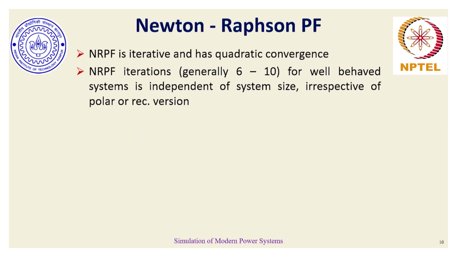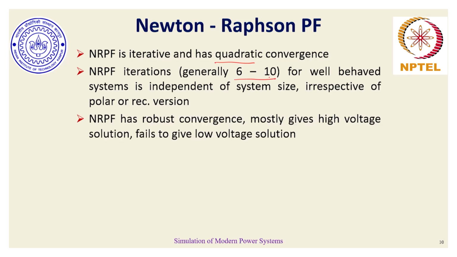In terms of convergence, I have already explained in the previous discussion that Newton-Raphson has better convergence than the Gauss-Seidel method. It has quadratic convergence, and given a well-defined system where the system load is not very high, Newton-Raphson takes 6 to 10 iterations to converge to its solution. Usually it gives the high voltage solution, that means voltage magnitudes tend to be close to 1 per unit.